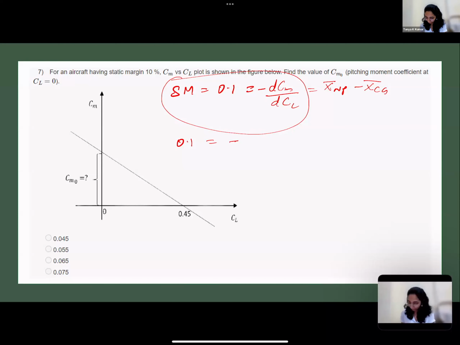All right, so y2 minus y1, I'm taking this point and this point. These are the 2 points, okay? So CM naught minus 0 by 0 minus 0.45. So I just plug in the values and find out CM naught. What is CM naught? Just 0.45 into 0.1, 0.045. So in this case, we see that all the options given are positive.